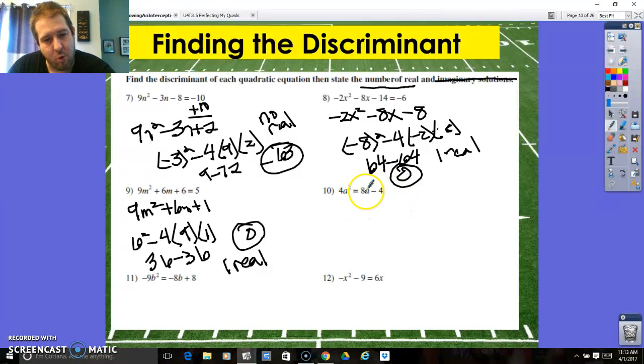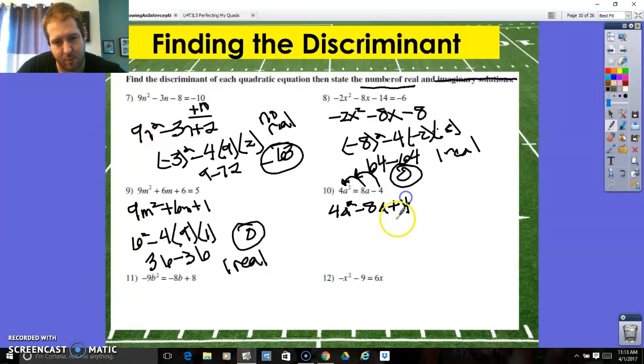So in this question, we got quite a bit to move. The A term is already on the left. The B term is on the wrong side. So I need to move the B term by changing it to its opposite. So that becomes negative 8a. And the C term is also on the wrong side. So that becomes positive 4.